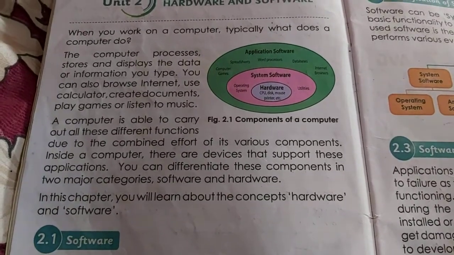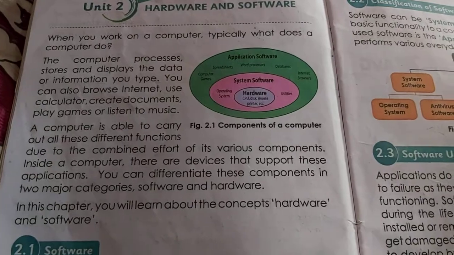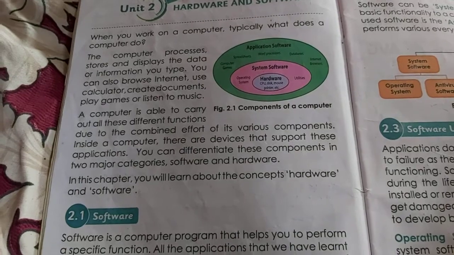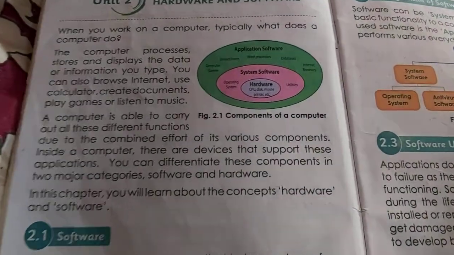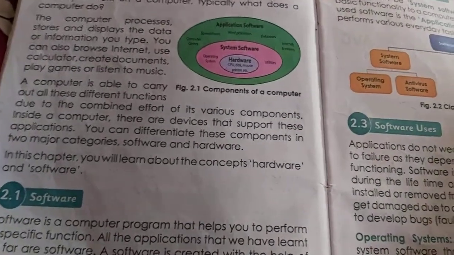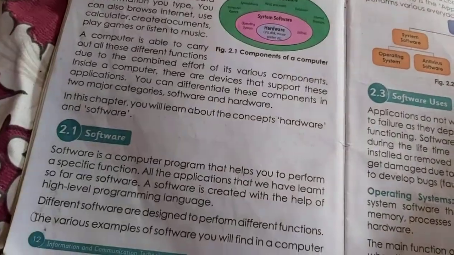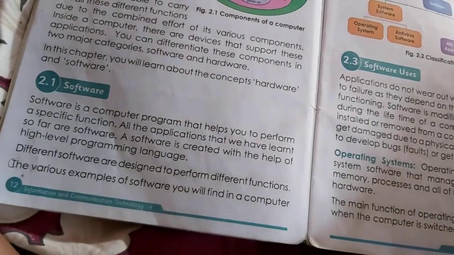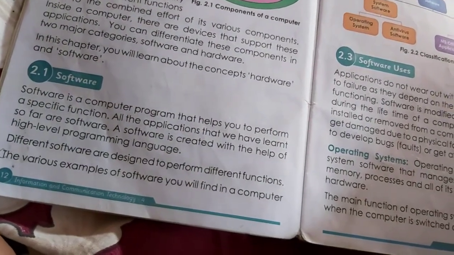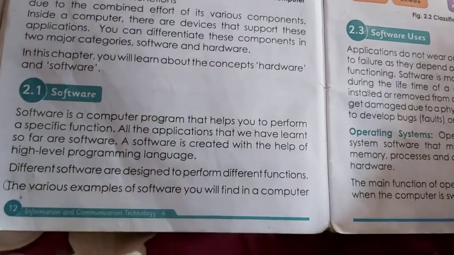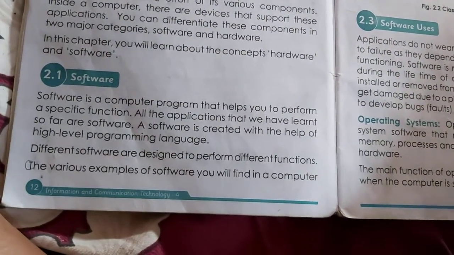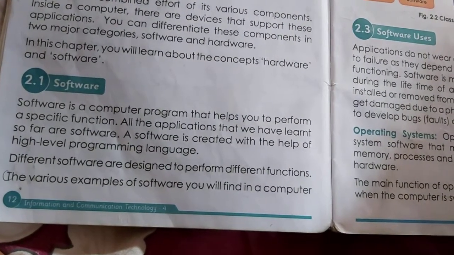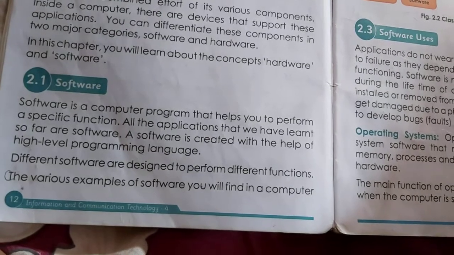Now in this chapter we will learn about the concepts of hardware and software. First is software. What is meant by software? Software is a computer program that helps you to perform a specific function. All types of applications that we have learned so far are software.